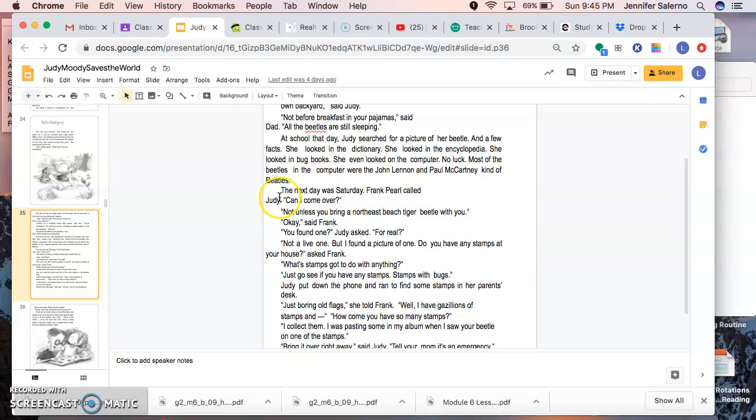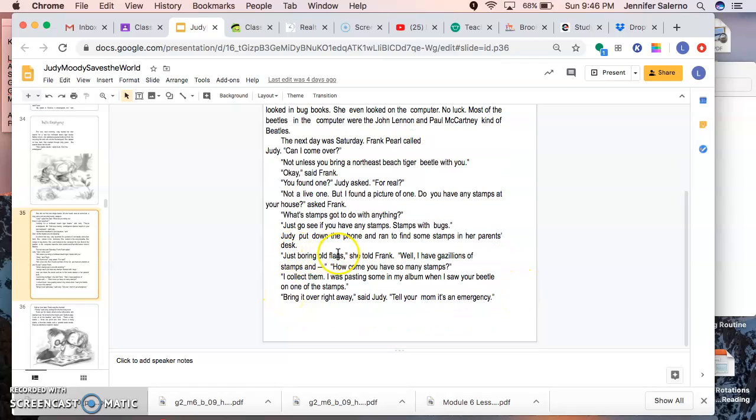Frank Pearl called Judy. "Can I come over?" "Not unless you bring a Northeast beach tiger beetle with you." "Okay," said Frank. "You found one?" Judy asked. "For real?" "Not a live one, but I found a picture of one. Do you have any stamps at your house?" asked Frank. "What do stamps have to do with anything?" "Just go see if you have any stamps. Stamps with bugs." Judy put down the phone and ran to find some stamps in her parents' desk.